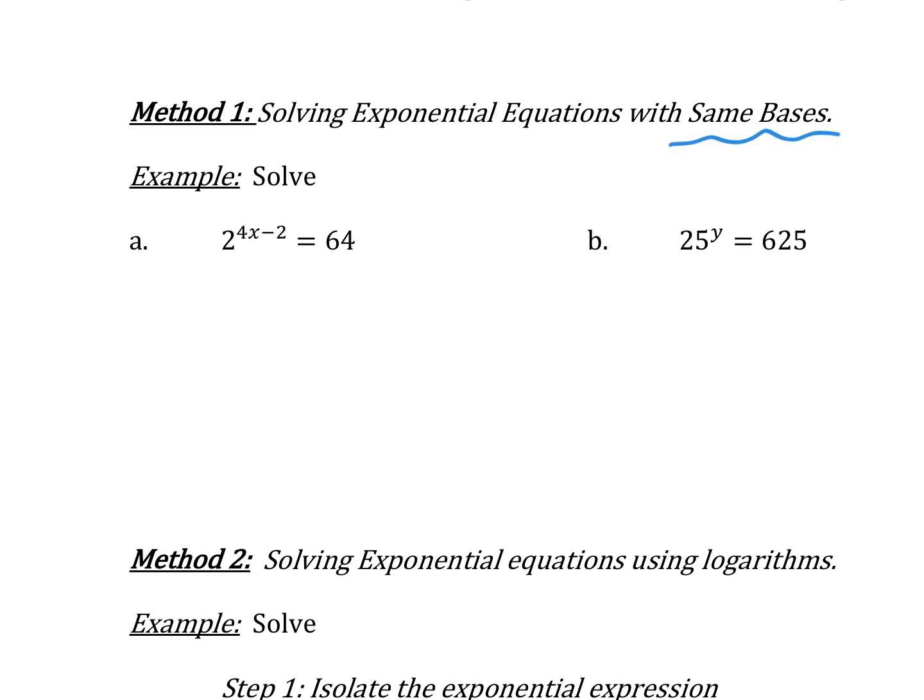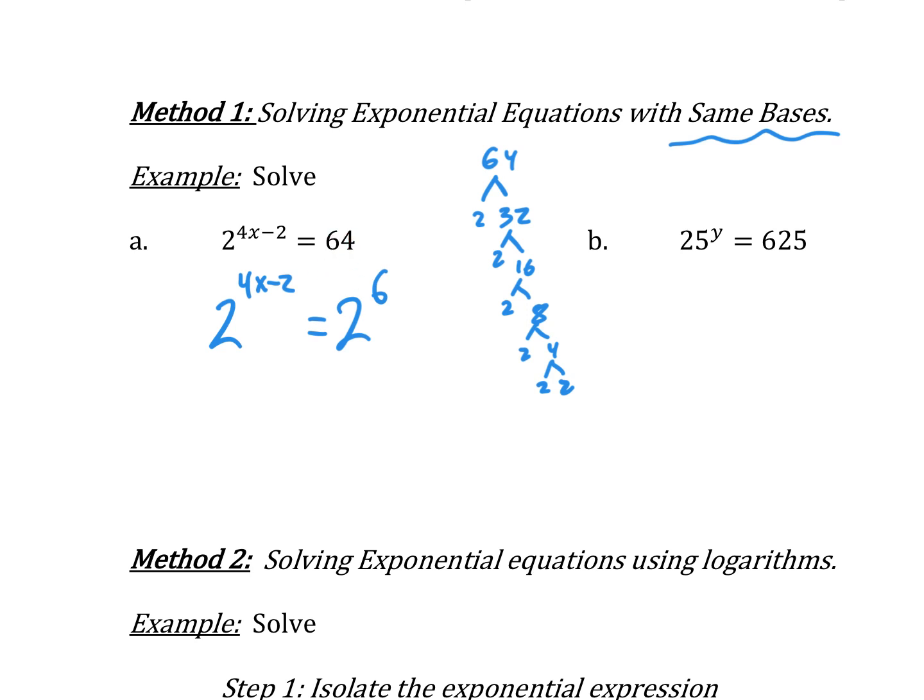So what that means is here I have an expression 2 to the 4x minus 2, and I've got this number 64. Well, 64, if we do a prime factorization, we can break it into a whole bunch of 2's. Now you may know that it is a power of 2. Well, how many 2's do we need? 2 to the first, 2 to the second, third, fourth, fifth, sixth. So 64 is 2 to the sixth.